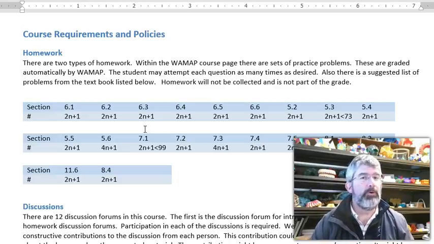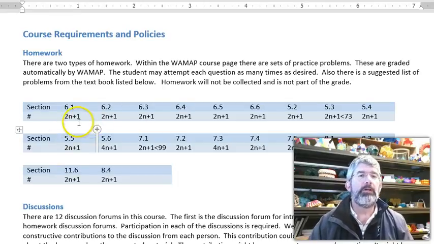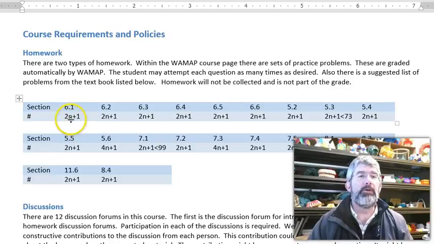Homeworks, there's 2 types of homework. There is homework out of the book, and that's what's listed here. So section 6.1, you should do all the problems of the form 2n+1. This is sequence notation. If n is an integer, like 0, 1, 2, 3, 4, or -1, -2, -3, -4, then figure out what 2n+1 is.